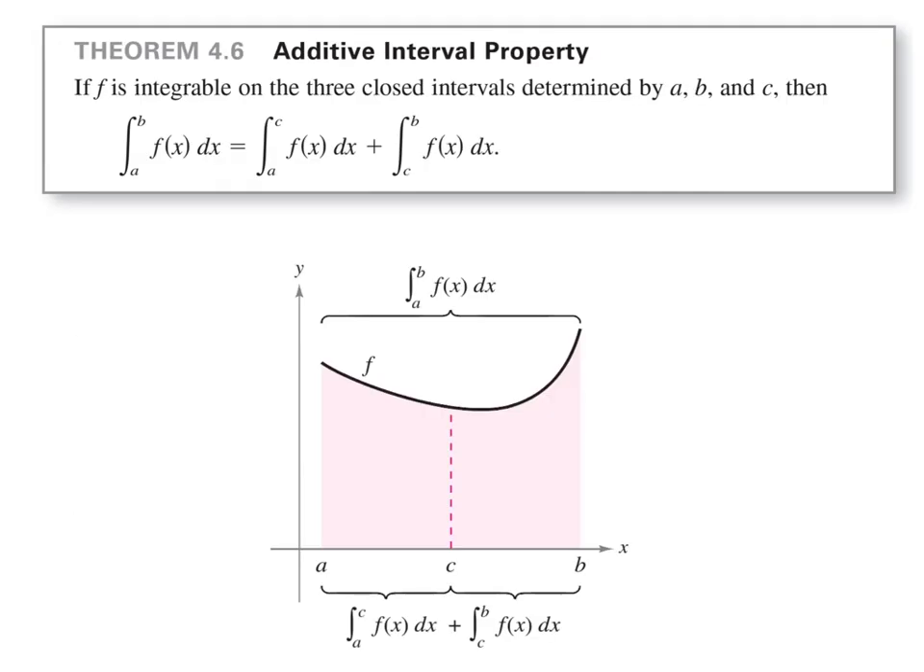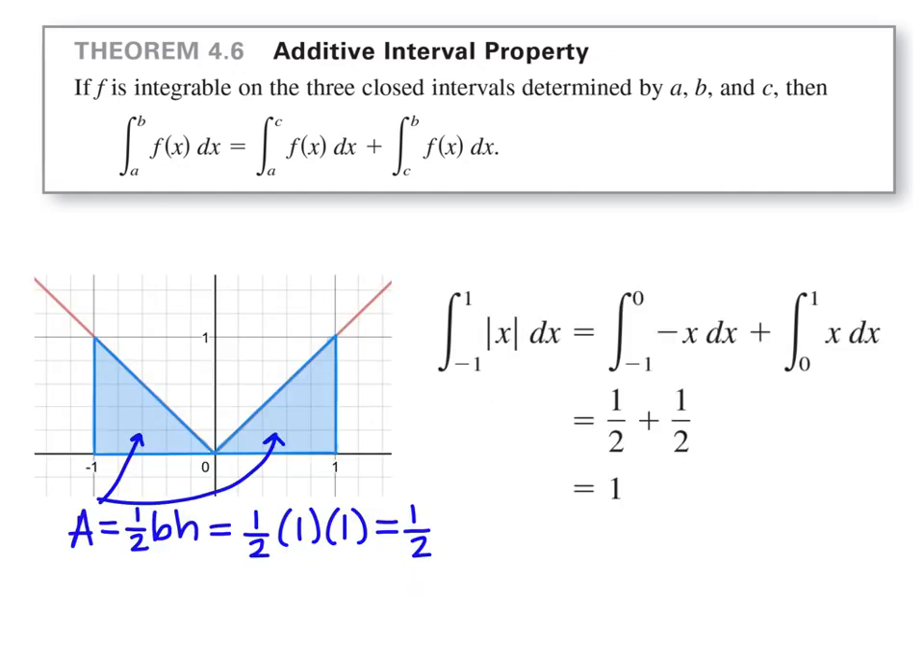And here we have the additive interval property, which is written like this. So if I have the integral of a function from a to b, and let's say that there's some point c in between, so something like this, so from a to b, you can add the integral of a to c and also the integral from c to b to find the entire integral.